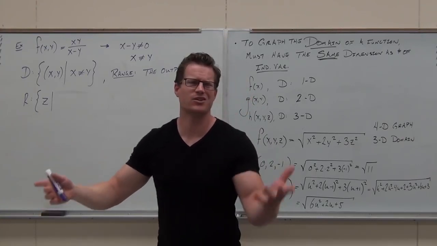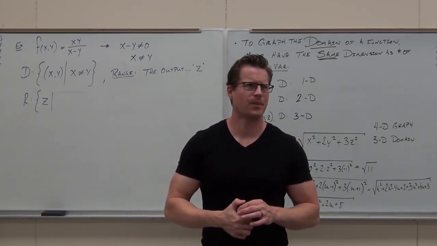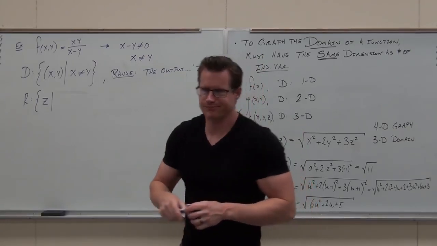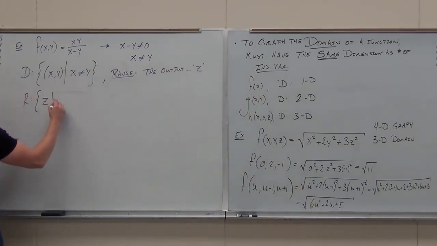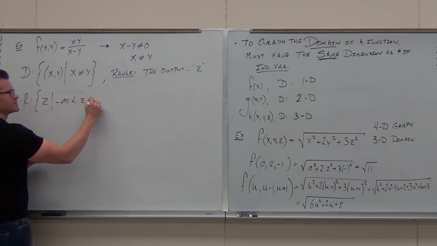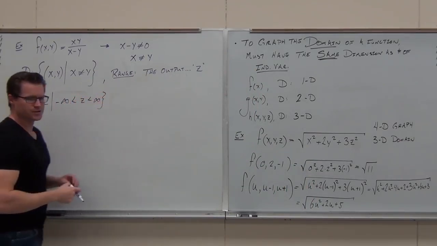And how do you represent that? How do you represent z? The range can be anything. Yeah, same thing here. So z such that z is between these two infinities.